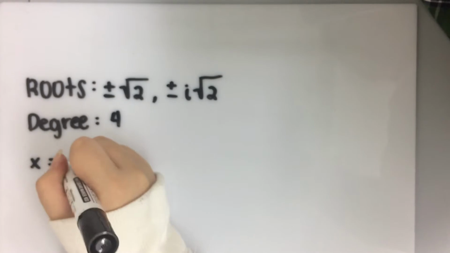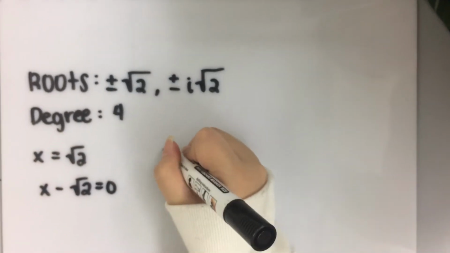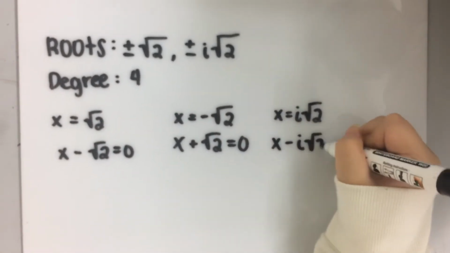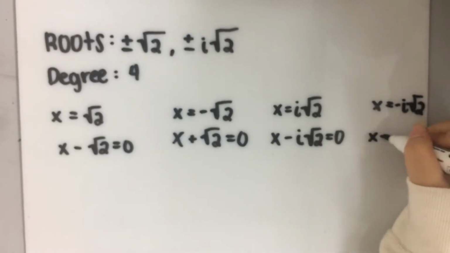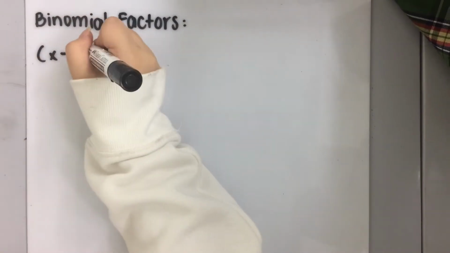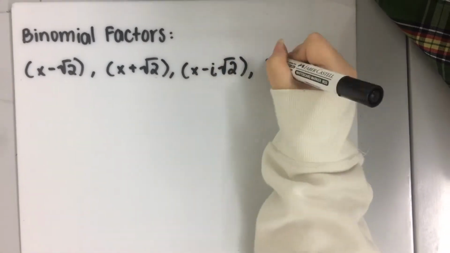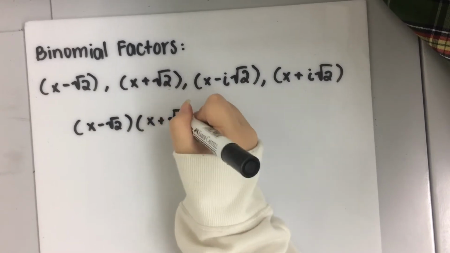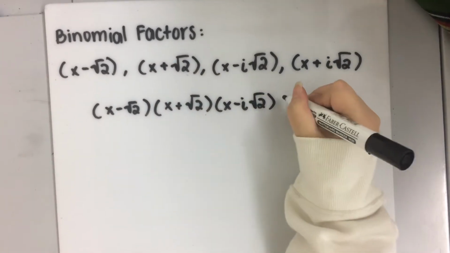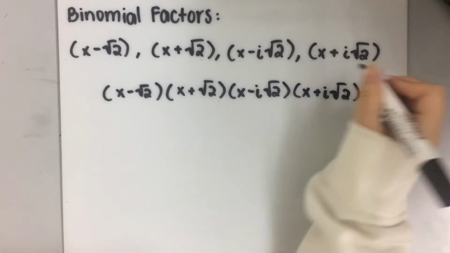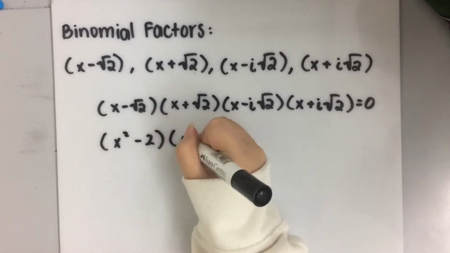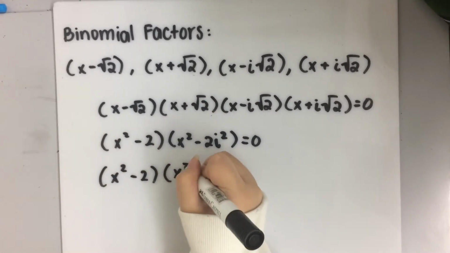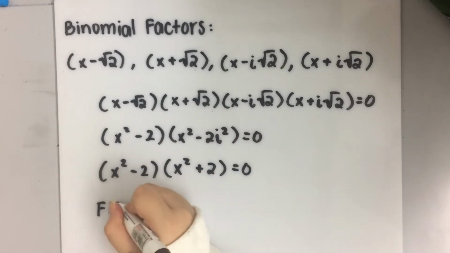Why, you may ask? Well, let's list down the roots. If you thought the degree is 2, then maybe you should rewind and listen to us teach you the theorems again. Don't you remember that roots like these come in pairs? The next step is to get the binomial factors of each of these roots. Put that together and you have quantity x minus square root of 2 times quantity x plus square root of 2 times quantity x minus i square root of 2 times quantity x plus i square root of 2 equals 0. Now, the multiplying part may seem simple, but when dealing with roots like this, it gets kind of tricky. Using special products, we will now multiply them.